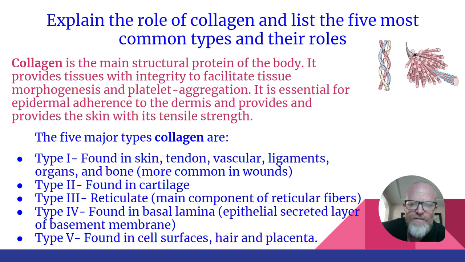The 5 major types of collagen are type 1, found in the skin, tendons, vascular structures, ligaments, organs, and bone. Type 2 is typically found in cartilage. Type 3, reticulin, is the main component of reticular fibers. Type 4, which I just said, is found in the basal lamina or the basement membrane, which separates the epidermis from the dermis. And then type 5, which is found in cell surfaces, hair, and then the placenta.